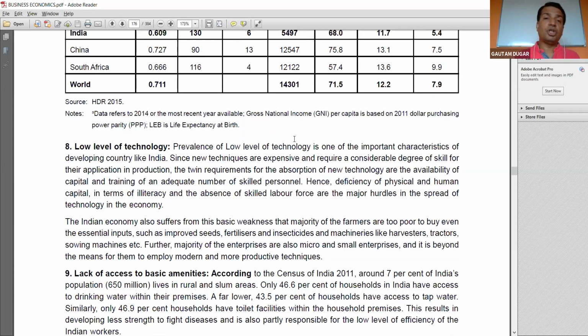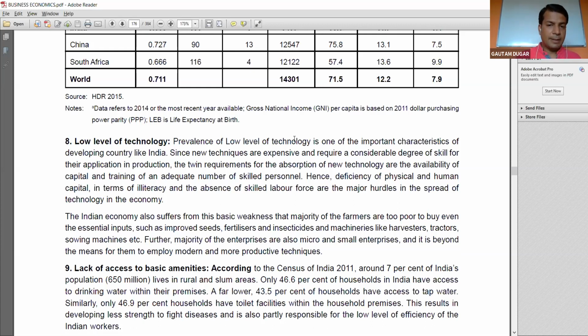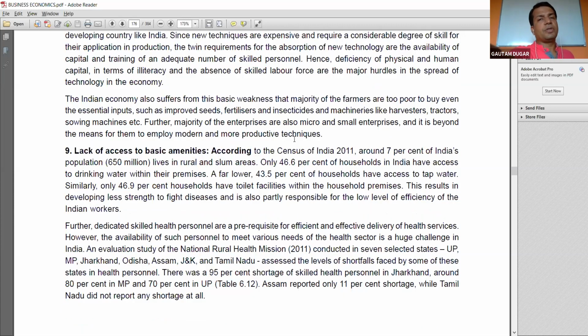Absorption of technology is very low, and hence there is a low level of technological absorption, because of which productivity obviously suffers a lot. Lack of access to basic amenities. Majority of Indians do not have access to basic amenities like proper food and safe drinking water even, and sanitation facilities. That is the reason the government has launched various schemes for the poor people, so that they can make both ends meet, and can have proper toilets at their homes. Different schemes the government has launched.